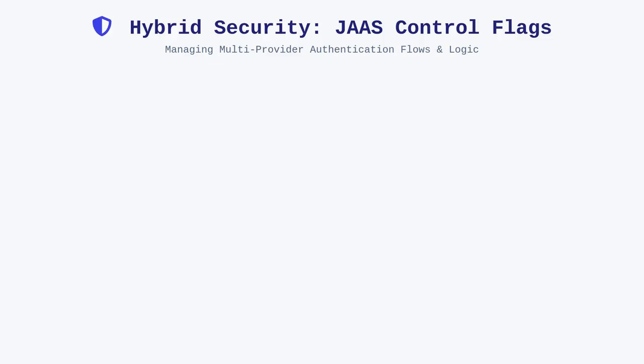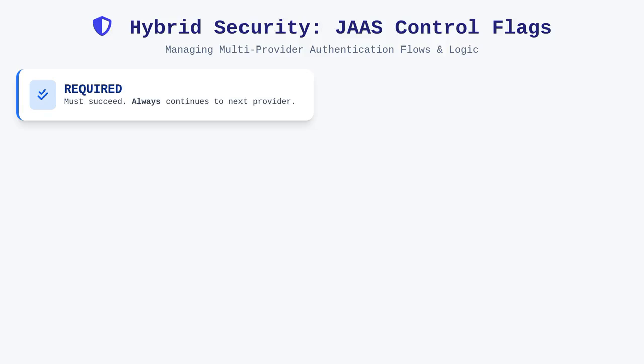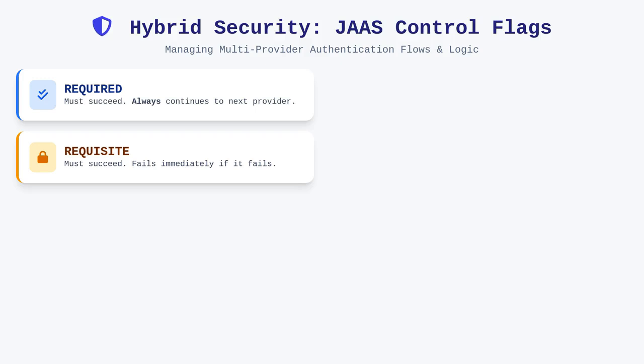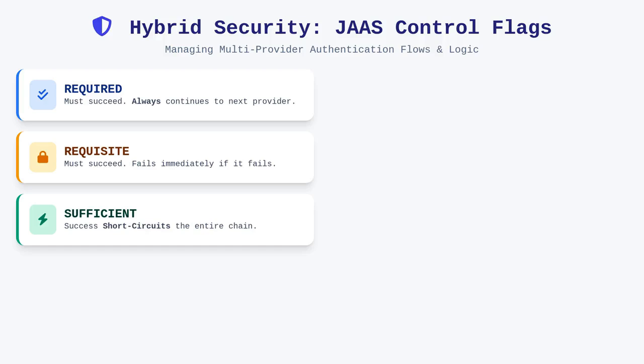When dealing with a hybrid security model where multiple authentication providers are active, the order and the JAAS control flags become the primary mechanisms for interaction. The required flag dictates that the provider must execute successfully, and even if it succeeds, subsequent providers will still be called in the chain. In contrast, the requisite flag implies that if the provider succeeds, it is sufficient for the authentication process, but it must succeed if it is the first one in the chain. The sufficient flag acts as a short-circuit instrument. If the provider succeeds, no further providers are consulted, and the authentication completes immediately.